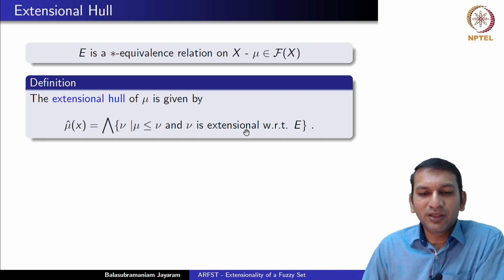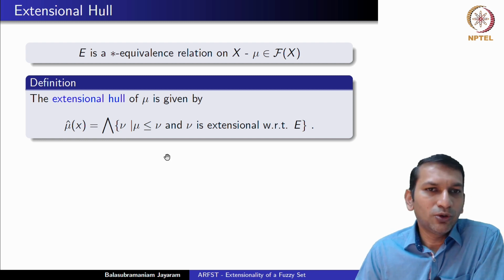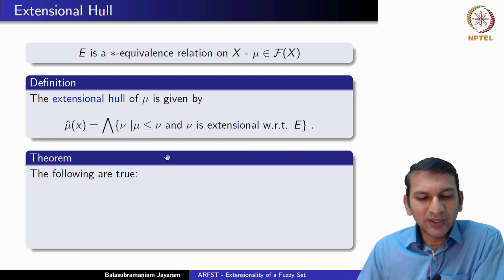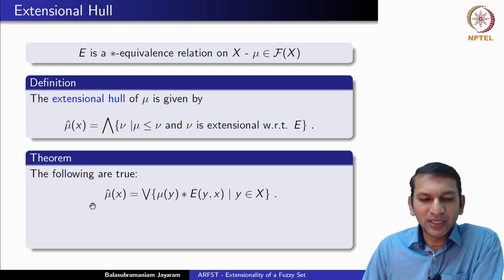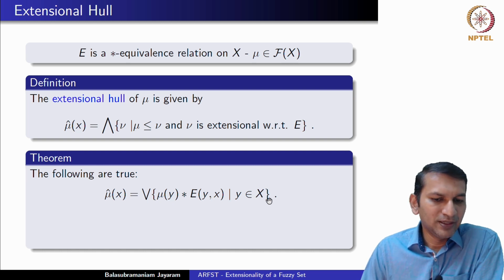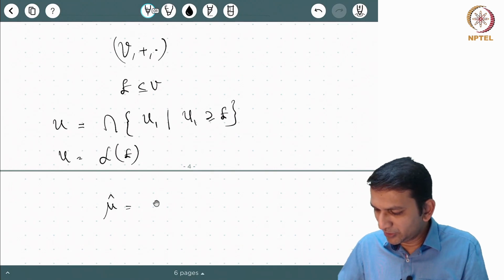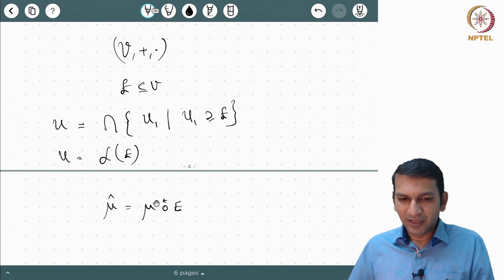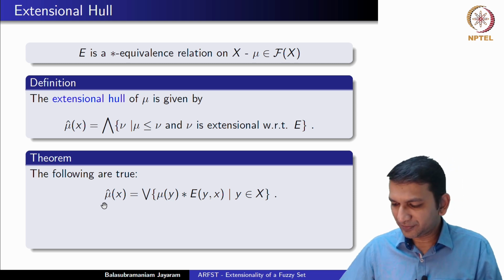But how do we find all the extensional fuzzy sets with respect to E that contain mu and then obtain the infimum? This is where the following definition comes in handy. It says mu cap is given like this: the supremum of mu y star Eyx for every y. Succinctly put, mu cap is nothing but mu circle star E that you have considered. Let's go ahead and prove that this mu cap is in fact the extensional hull.